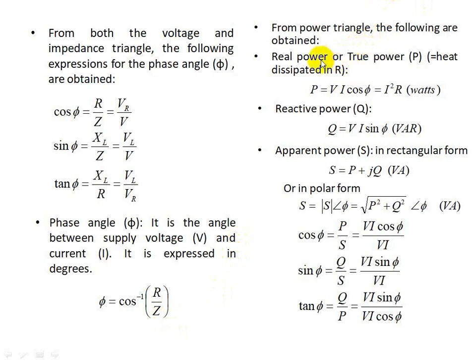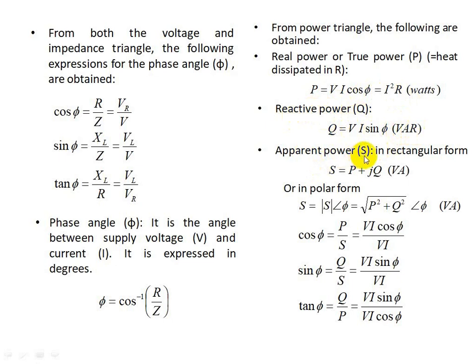Real power, which is also called true power, is equal to the heat dissipated in the resistance. This power is VI cos phi, where V is the supply voltage, I is the supply current, and cos phi is the power factor. This also will be equal to I square R, the power dissipated in the resistance. Reactive power is denoted by Q. Q is VI sin phi. Its unit is volt ampere reactive.